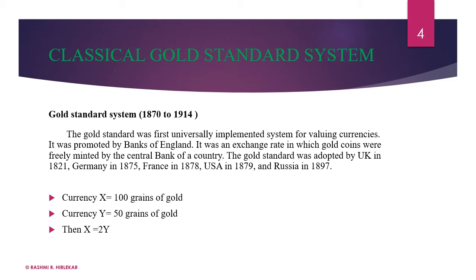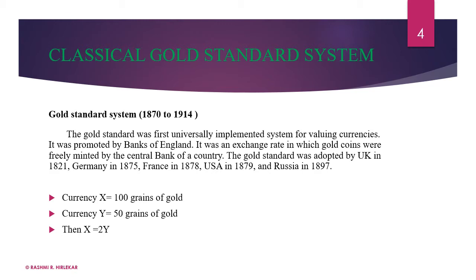Yesterday, we have studied about bimetallism. The next international monetary system came about after the collapse of bimetallism was classical gold standard. It operated since 1870 to 1914. 1914 was the year in which First World War took place, and this system of gold standard was in operation up to the First World War. So, here we will see what is gold standard system.